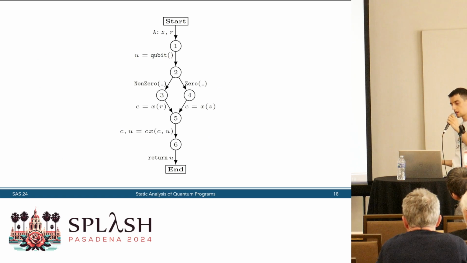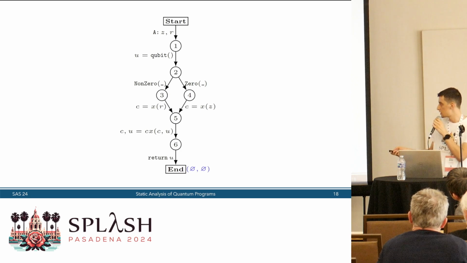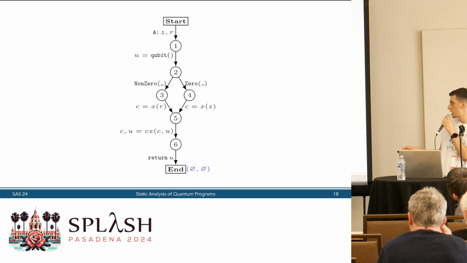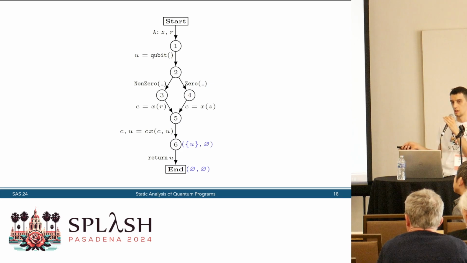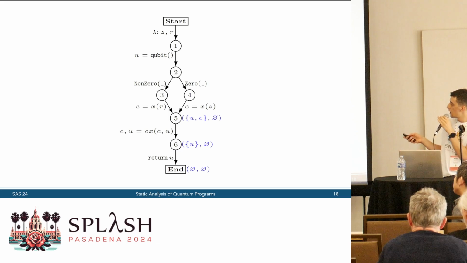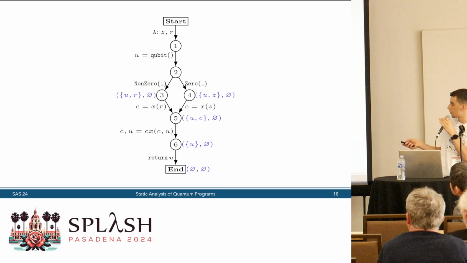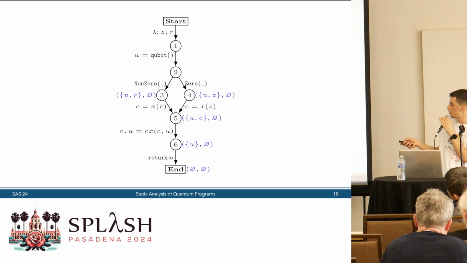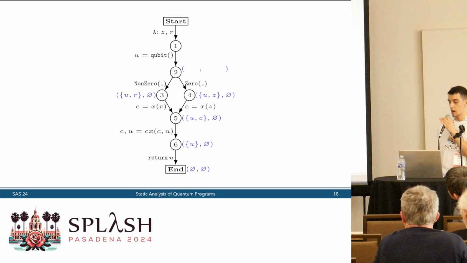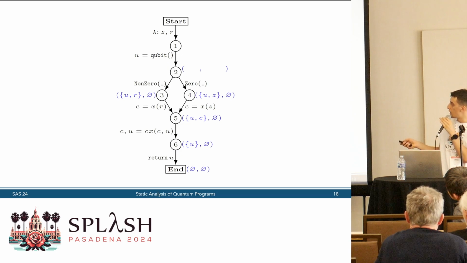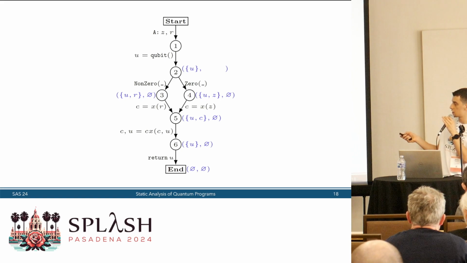Our analysis is based on liveness analysis, so it's backward. We start from the end node. We initialize both sets of the pair to empty because at the end no variable is live. Then, similar to liveness, every time that we use a variable, we add it to the set S. When we define a variable, we remove it from the set. Here we remove C, for example, and we add R and Z. When there is a join, if a variable is safe in all paths that we join, we put it in S. Here U is safe, so it's safe also in the join.